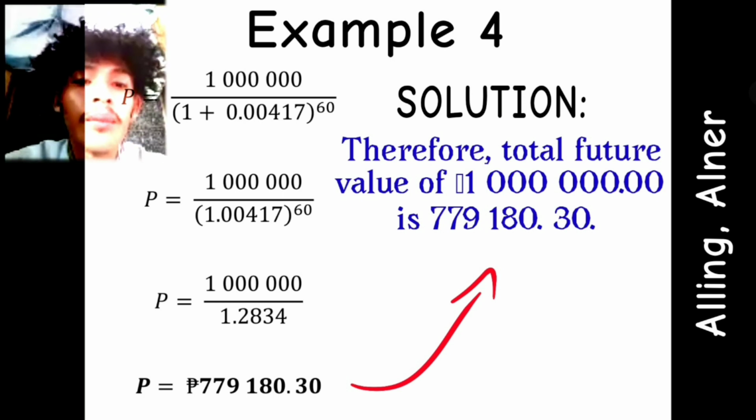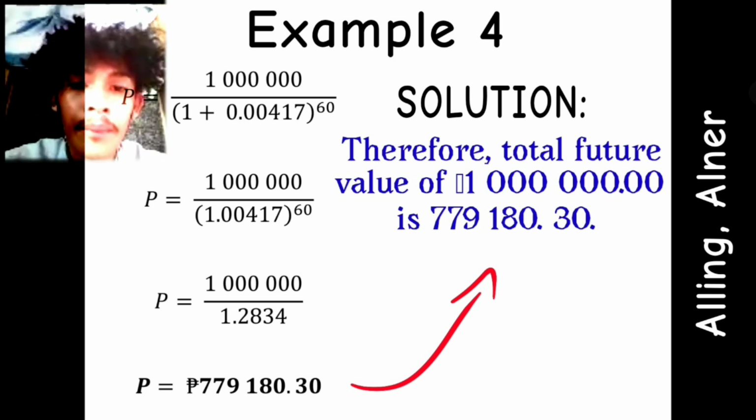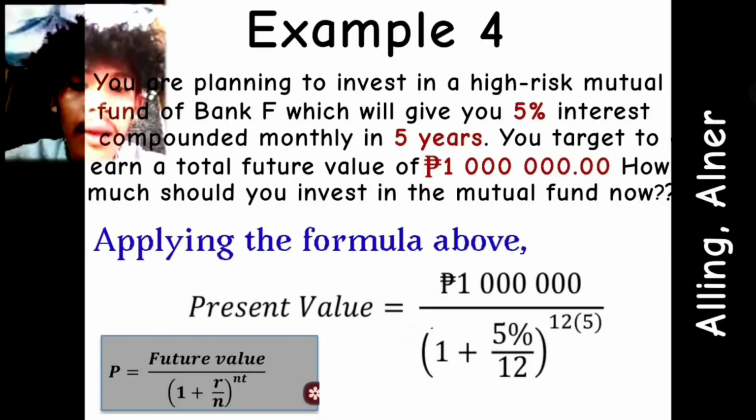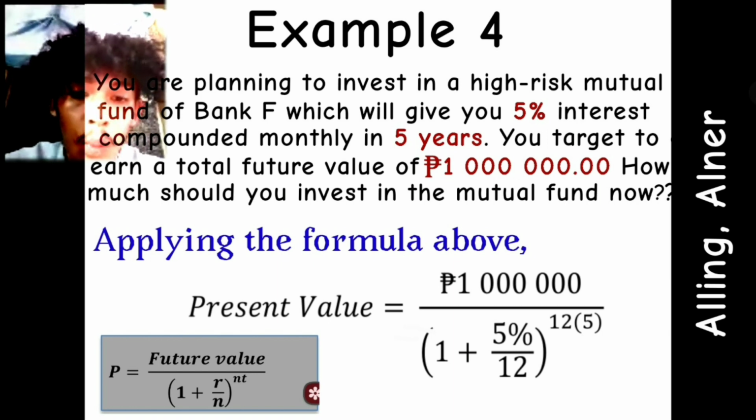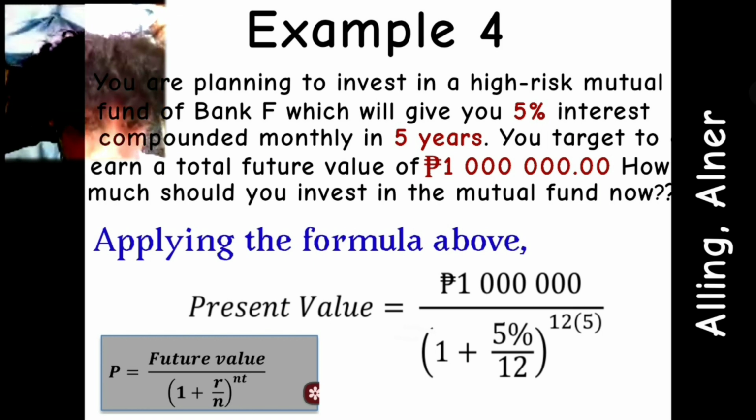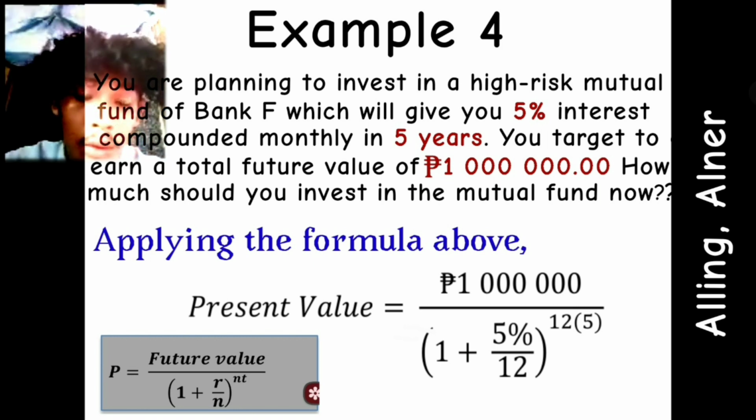You are planning to invest in a high-yield mutual fund of bank F, which will give you 5% interest compounded monthly in 5 years. Your target is a total future value of 1 million. How much should you invest in the fund now? Applying the present value formula, principal equals future value over 1 plus 5% over the number of periods per year, raised to the number of periods.